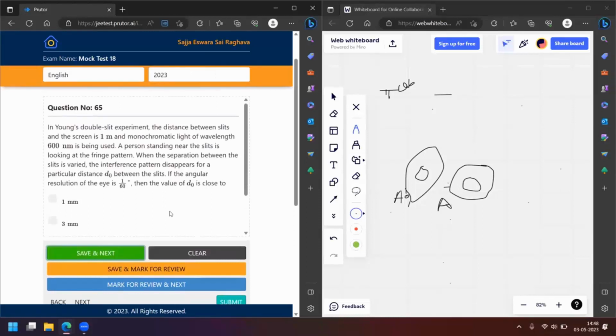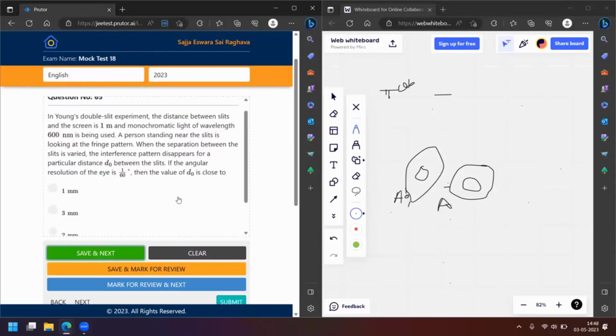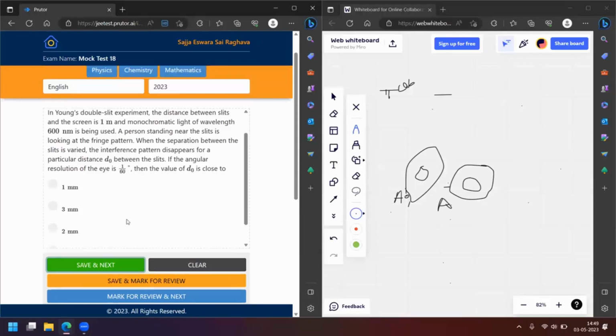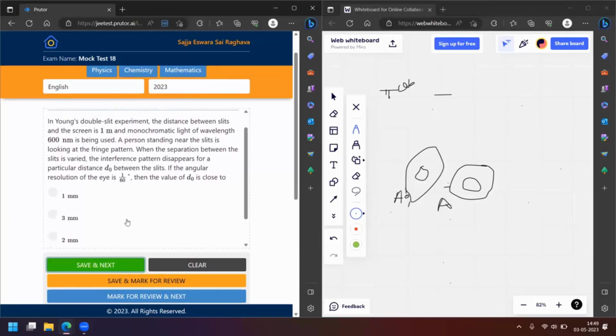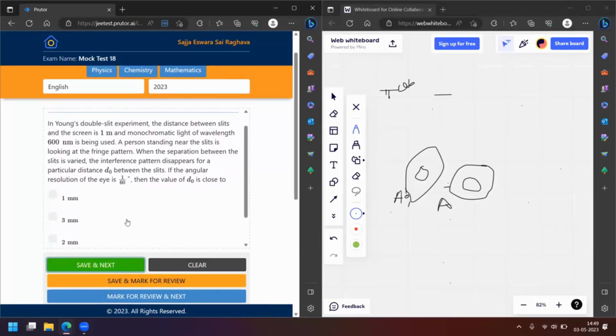In Young's double slit experiment, the distance between slits and screen is 1 meter. A monochromatic light of a given wavelength is used, and persistence of interference depends on the separation between slits. The interference disappears for a particular distance between the slits, related to the angular resolution of the eye. I think I didn't have enough knowledge about this topic, so we'll go to the next.